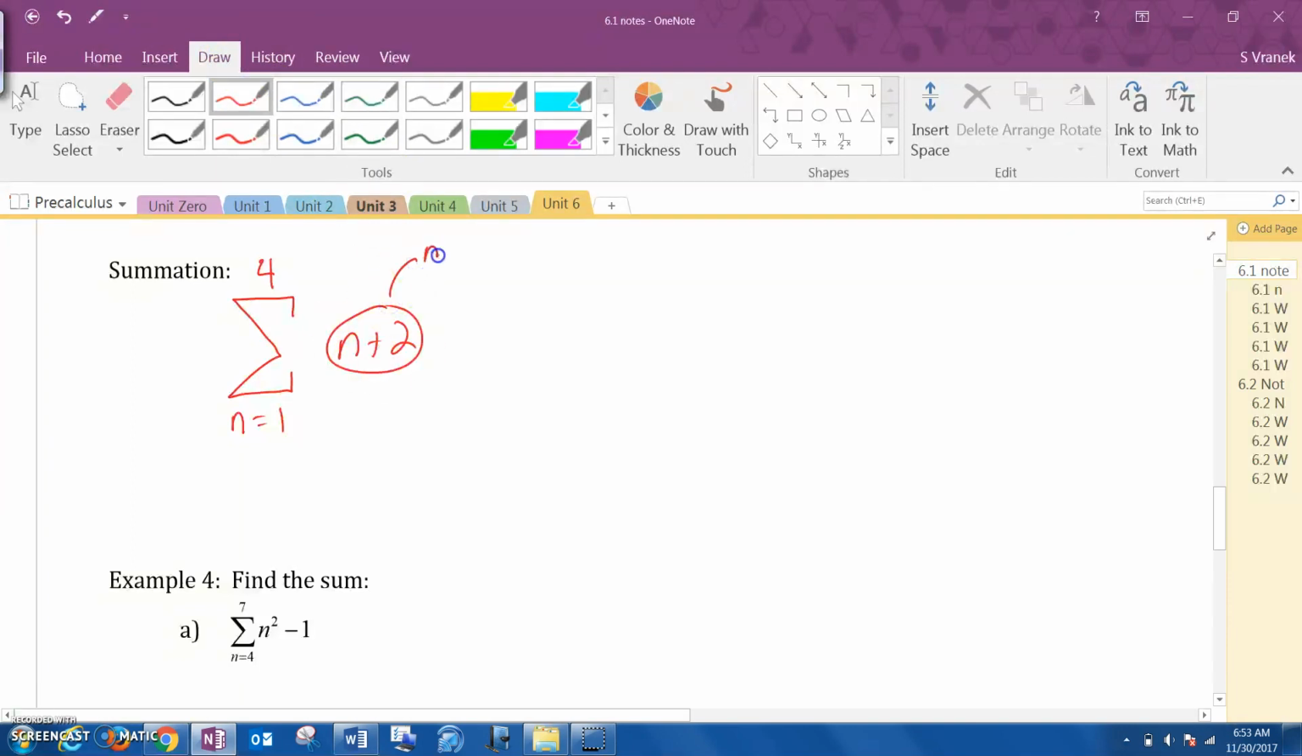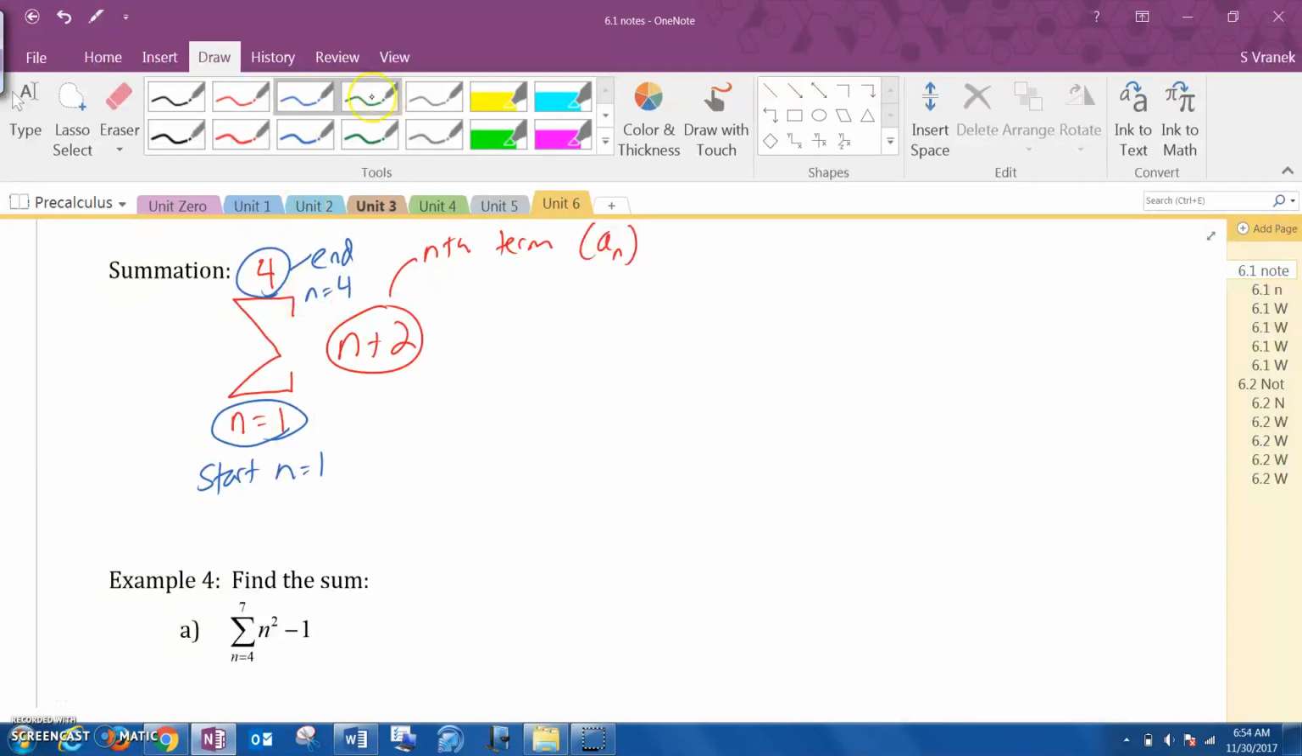This is basically your nth term formula. This is basically a sub n, like what we were finding before. This means you start at n equals 1, this means you end at n equals 4, and this big sigma-like symbol means we need to add the terms.